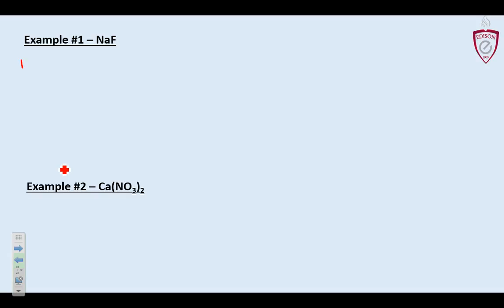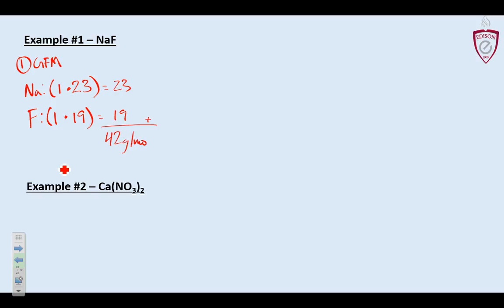The first thing we always have to do is the GFM, the gram formula mass. For NaF, I've got one Na and one fluorine, multiplied by their atomic masses. Na is 23 and fluorine is 19. This gets me what my whole is going to be: 23 plus 19 is 42 grams per mole. That is my base, my starting point. Part 2, I'm going to find the percent Na in the compound.